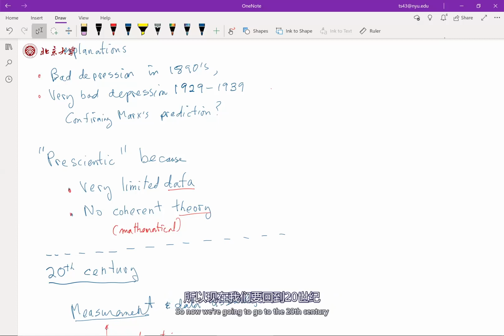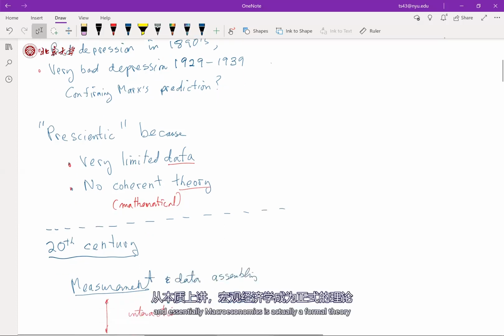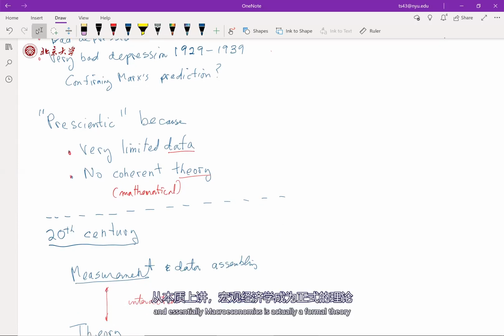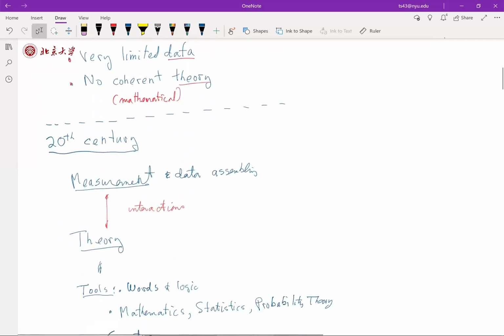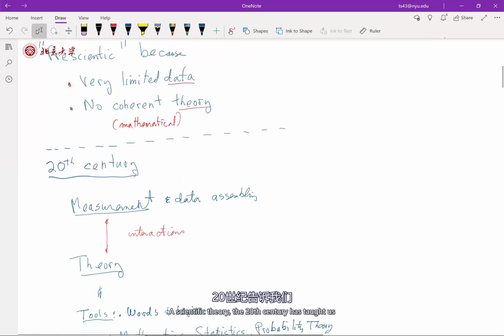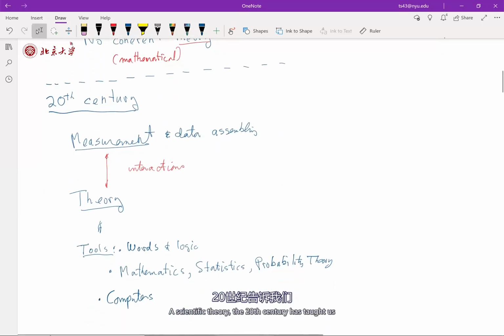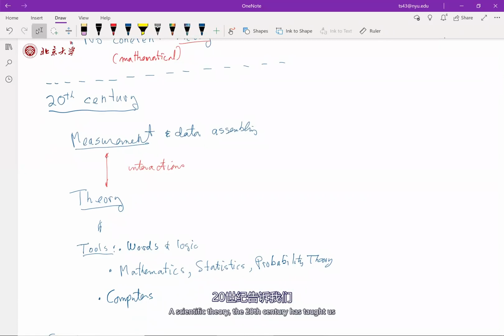So now we're going to go to the 20th century. And essentially, macroeconomics is in some ways a formal theory. It's relatively new, and it's a child of the mid 20th century. Okay, and by a scientific theory, the 20th century has taught us, it's going to have several components.